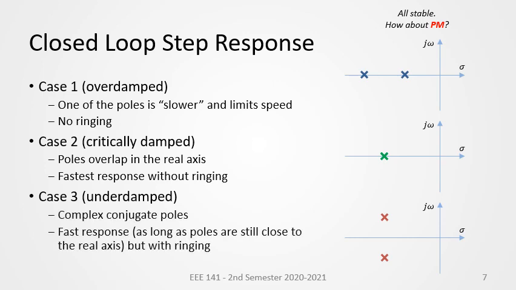Lastly, in the underdamped case, the poles are complex conjugates. The response is still considered fast as long as the poles are not too far from the real axis. However, the response has some ringing with a frequency based on the imaginary part of the poles. One question we will answer in this lecture is, how are the three cases related to the phase margin of a two-pole system?